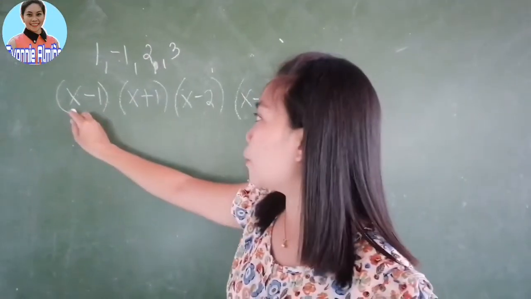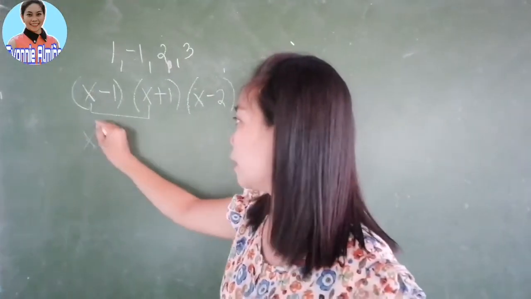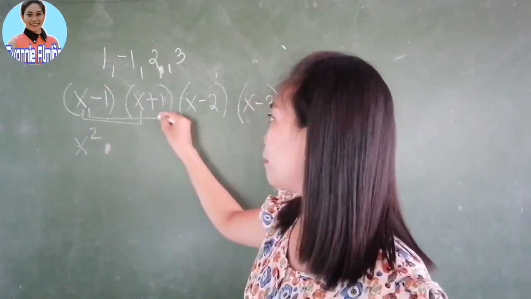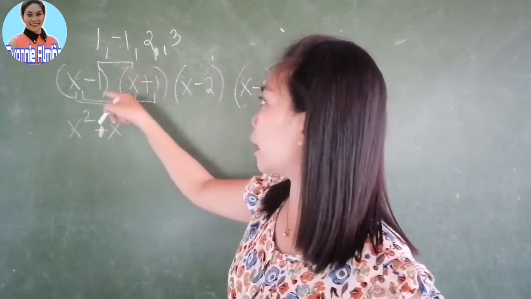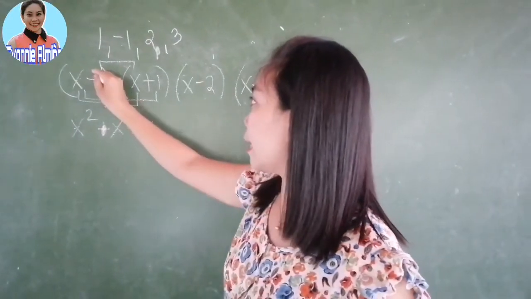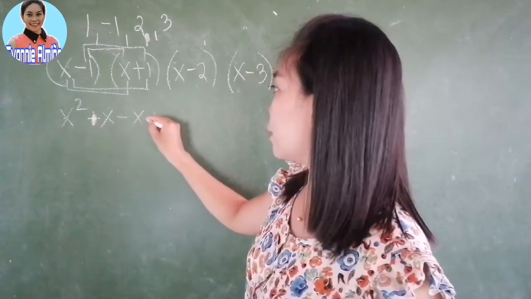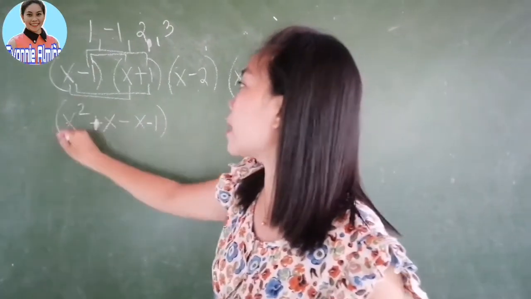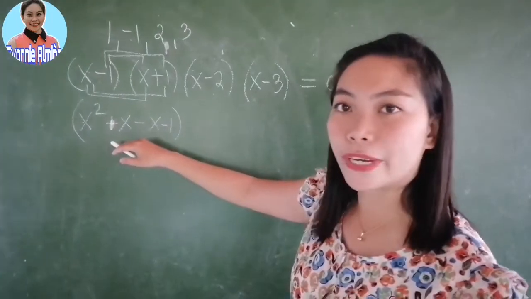So, for instance, we have x multiplied by x, you have x squared. Then x multiplied by 1, you have positive x. Then x multiplied by negative 1, you have negative x. The negative 1 multiplied by positive 1, you have negative 1. Okay, this is already a quadratic equation. But hey, this is not yet our final answer.